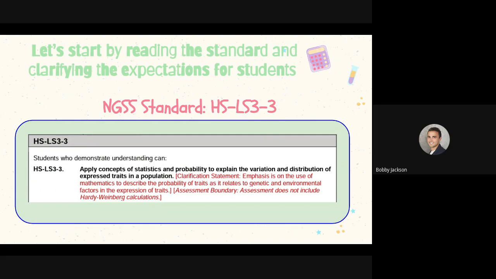There's also an assessment boundary for this standard. The assessment does not include the Hardy-Weinberg calculations.